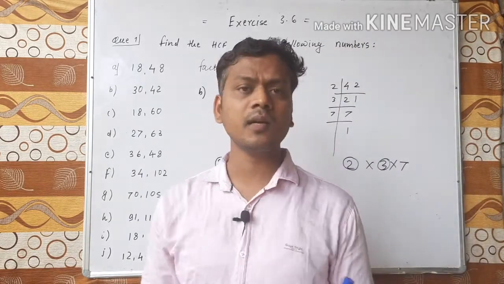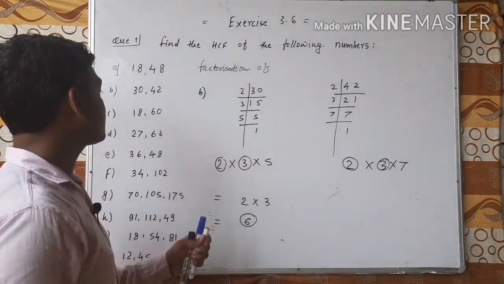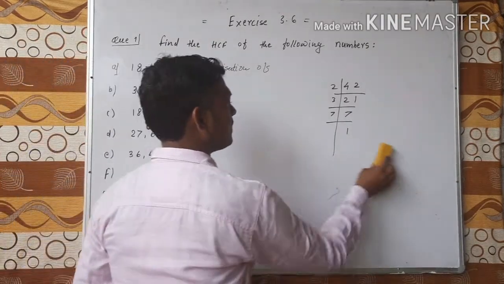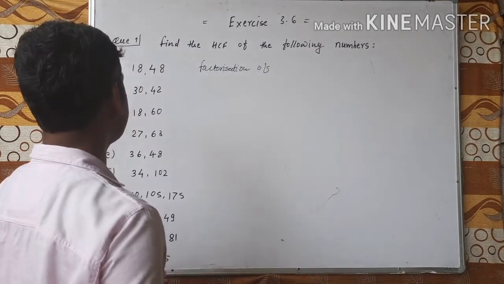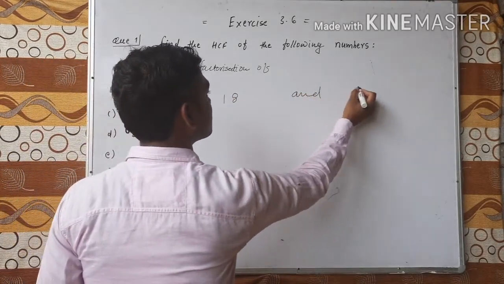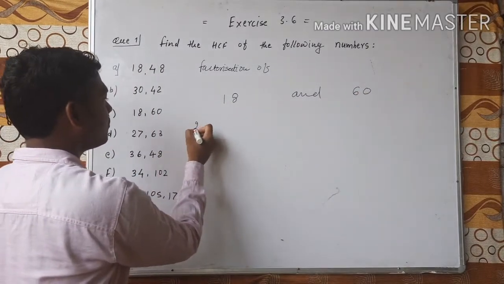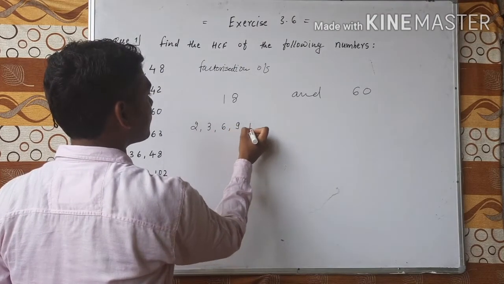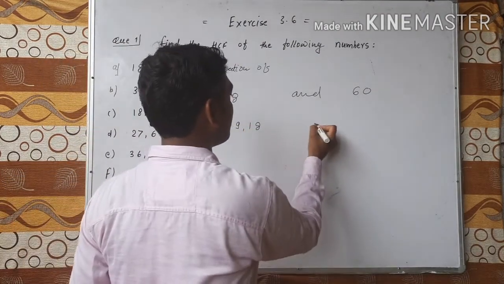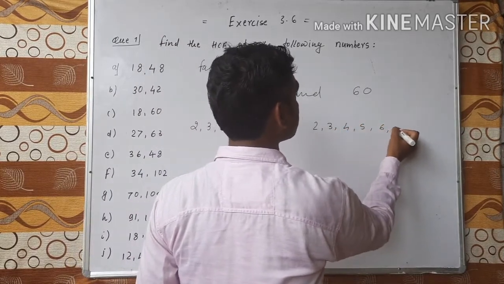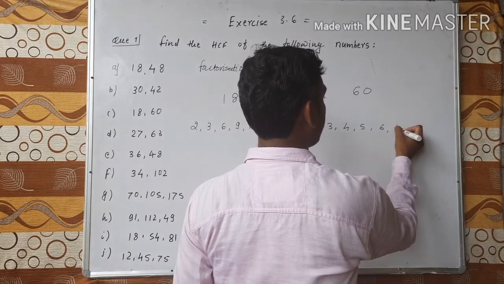Similarly, we can calculate the highest common factor of 18 and 60. Okay, so how can we calculate? Firstly, find out their prime factors. Then we can see here the factors of 18 and 60. So 18 is divisible by 2, 3, 6, 9 and 18. Similarly, 60 is divisible by 2, 3, 4, 5, 6 and 10.